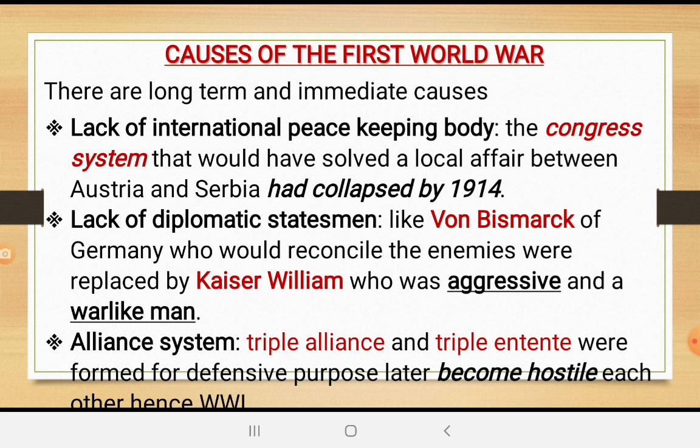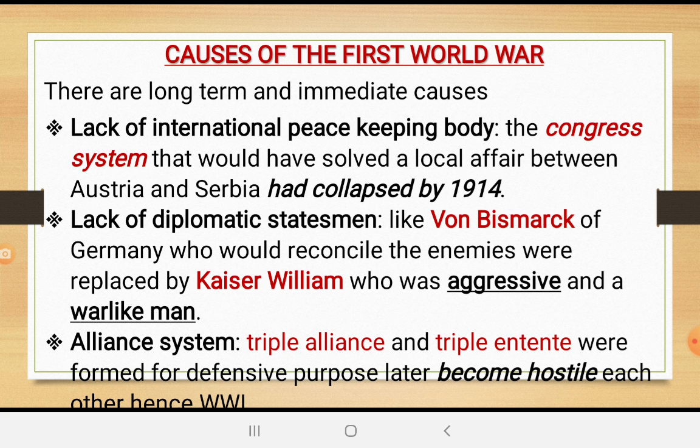But the problem comes when this international peacekeeping body collapsed by 1914, and it is this one that would solve the problem between Austria and Serbia, as I have been saying about the killing of Franz Ferdinand and his wife Sophia by Gavrilo Princip. Then, if there is an affair in the region and no one could solve this case, it marked the beginning of First World War because there is no one who could solve problems as an international body.